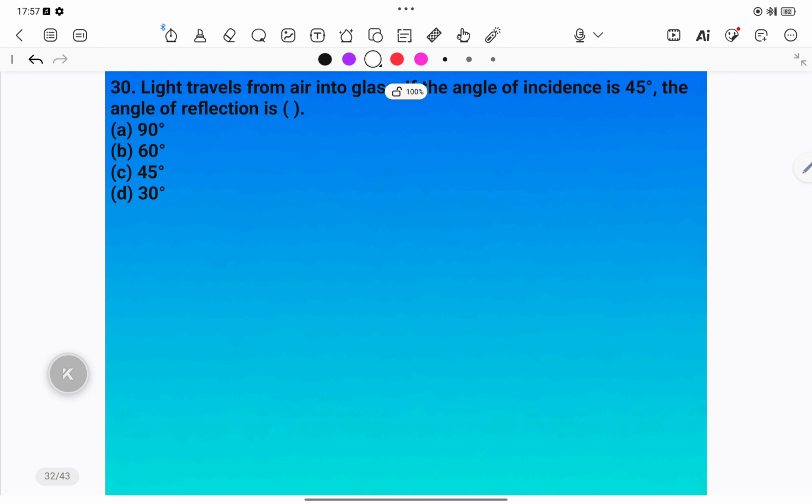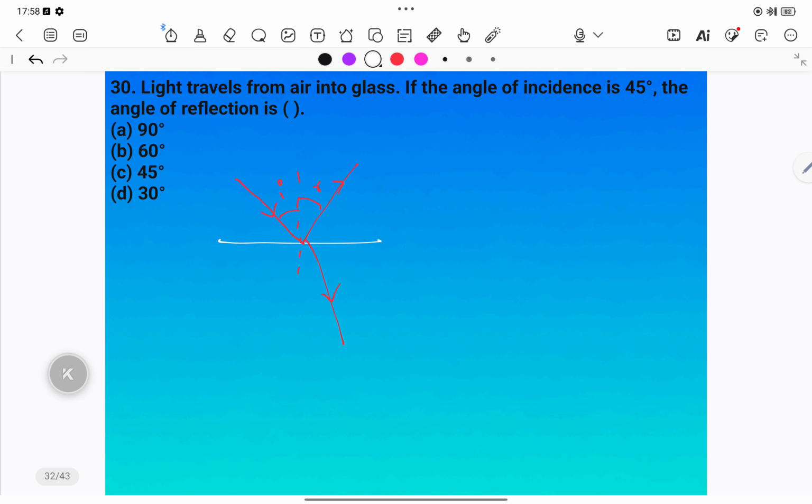Question number 30. Light travels from air into glass. If angle of incidence is 45 degree, the angle of reflection is. Here, suppose this is the interface and light is traveling from air to glass, so it will bend towards the normal. This is the angle of incidence I and this is the angle of reflection R.